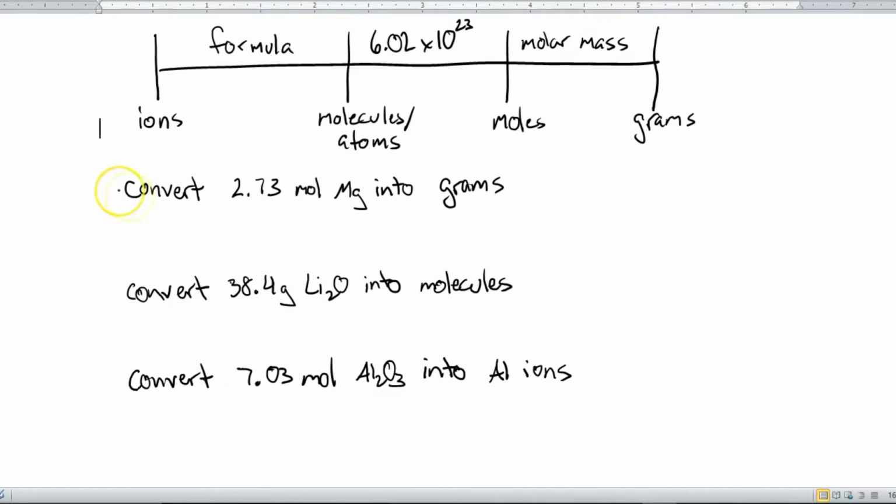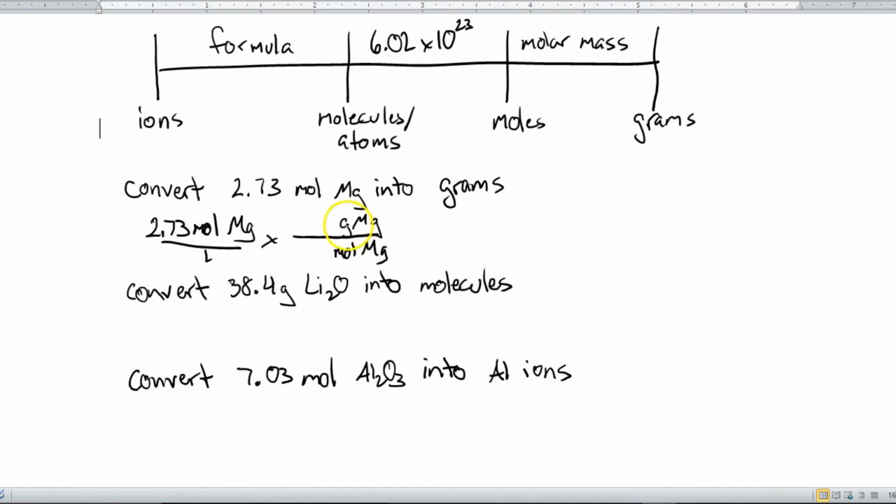Alright, so first thing, take the given, which is 2.73 moles of magnesium. I'm going to put that over 1, multiply by, make my little fraction bar. Since I have moles on top here, that means moles of magnesium will go on the bottom. And the unit that I'm going to here is grams, so grams of magnesium go on top. Alright, so now that we've got our units situated, let's take a look at the actual numbers.